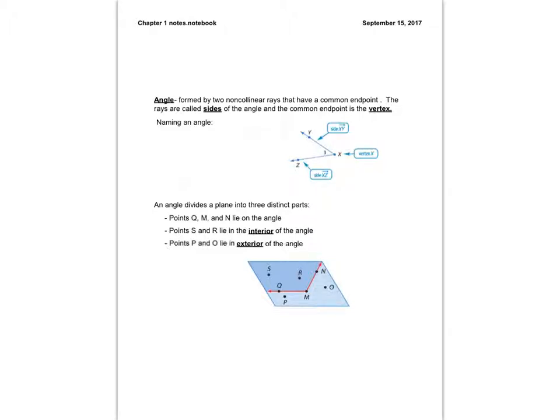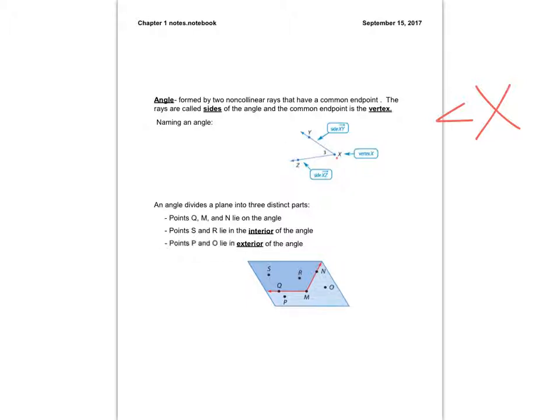An angle is formed by two non-collinear rays that have a common endpoint. The rays are called sides of the angle and have a common endpoint, which is the vertex. Okay, so naming angles people seem to struggle with. You can name it one of two ways. If the vertex is not shared by another angle, you can just call it angle X. Use the symbol for angle.